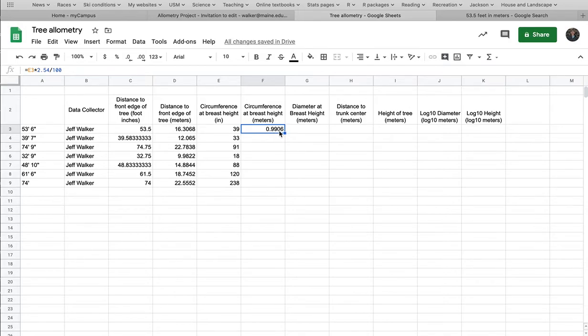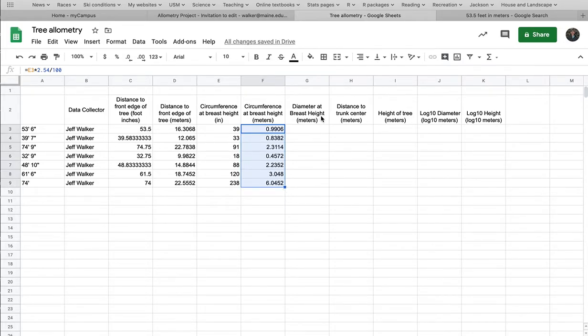We look at that answer, almost 1 meter, 39 inches, almost 1 meter. Yes, that number is very, very plausible. It passes the straight face test. I probably have not made an incorrect calculation. So let's paste that down, right?